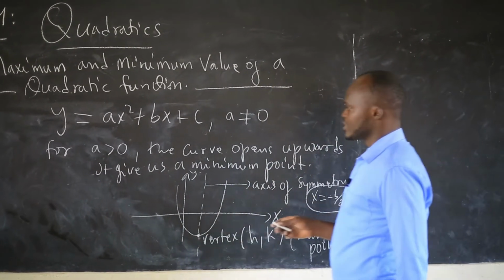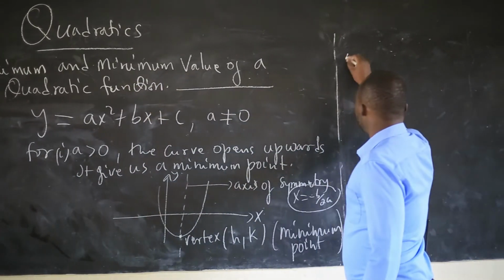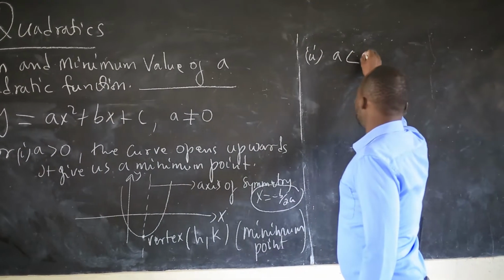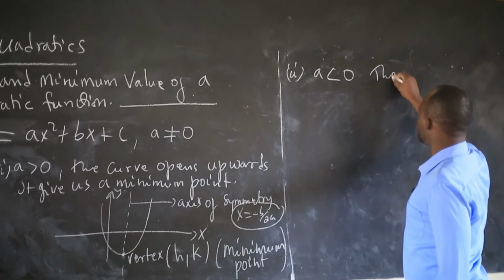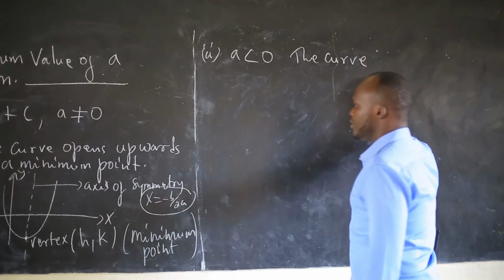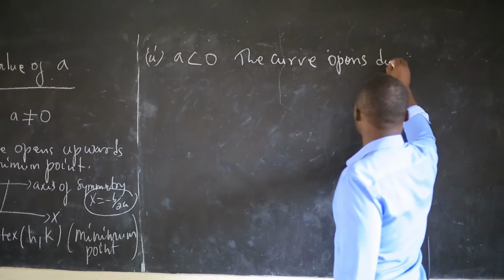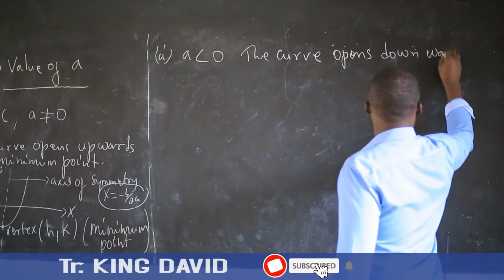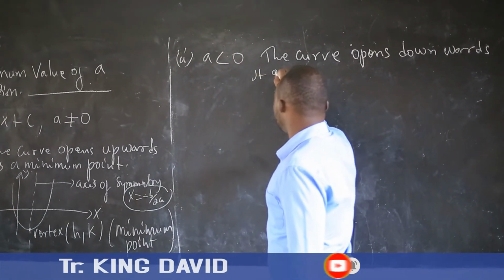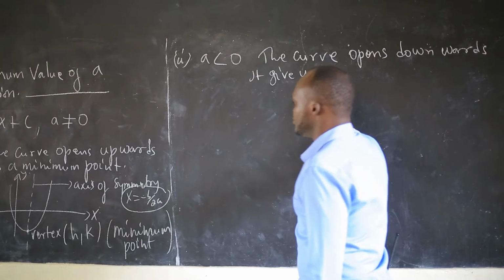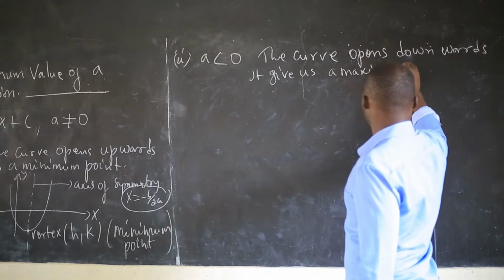Then 2, that was like 1. 2, when our a is less than 0, the curve opens downward. It opens downward and it gives us a maximum point.